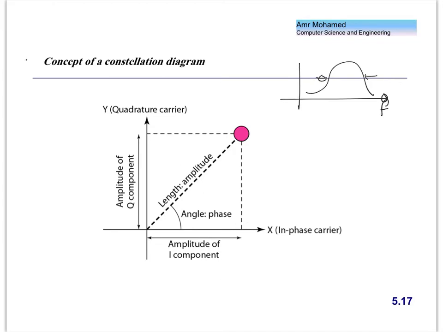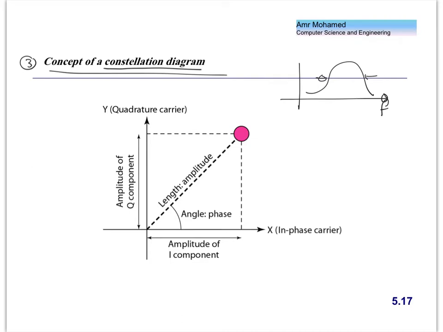So now we will study a third representation of the signals. This representation is called the Constellation Diagram. The Constellation Diagram tends to represent two things: the amplitude of the sine wave and the phase of the sine wave, not the frequency. So the Constellation Diagram gives us some properties related to the amplitude particularly and the phase.